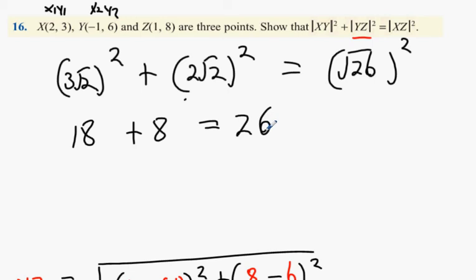Is that true? Is 18 plus 8 26? You're just after showing that they're equal to each other. Hence the term show that. They are now equal to each other. Everybody alright with that?